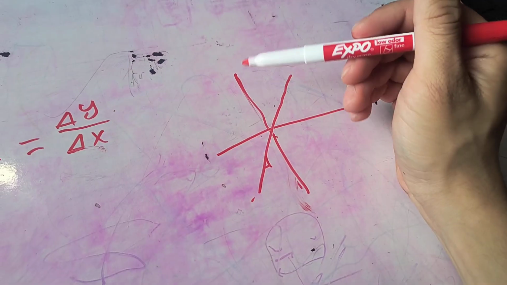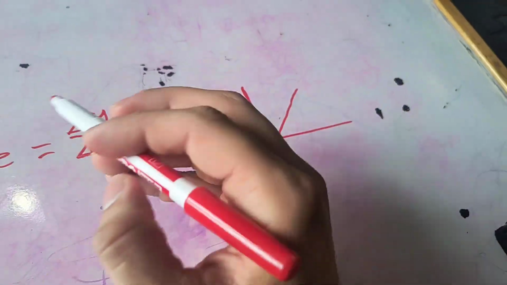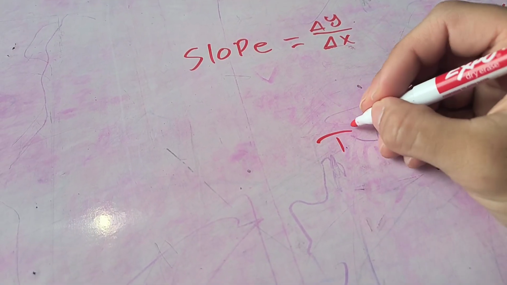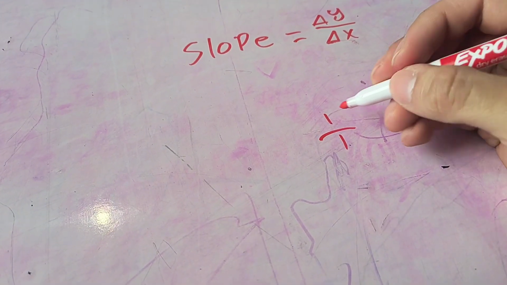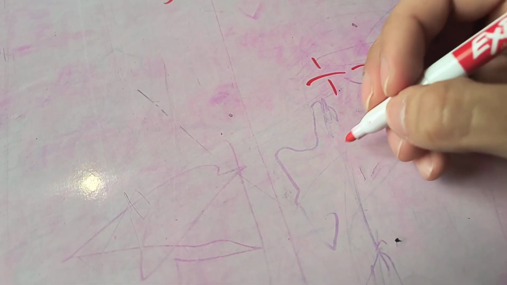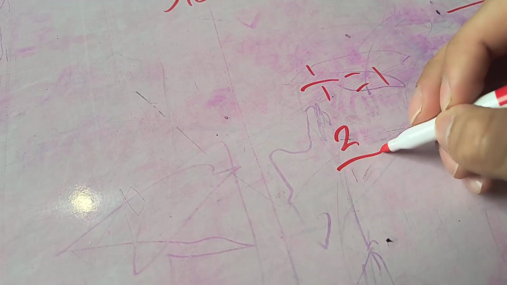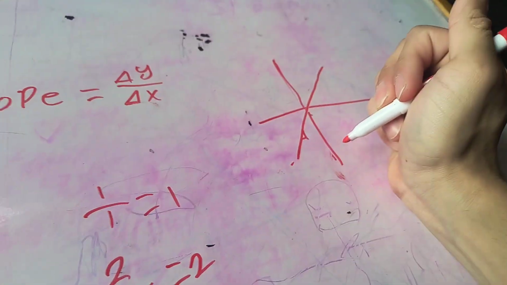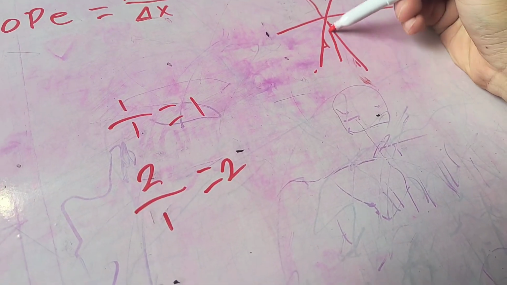And we've looked at positive lines with a positive slope. Let's say y changes by 1 unit for every 1 unit of x, and you get a slope of 1, or y changes twice for every 1 unit in x, and you get a slope of 2. It changes by 2 units, and you'll have a steeper slope.